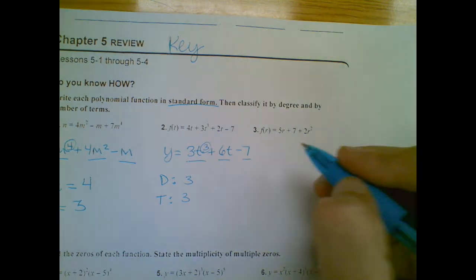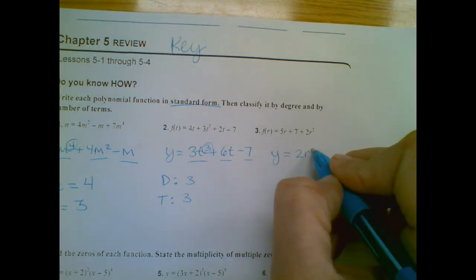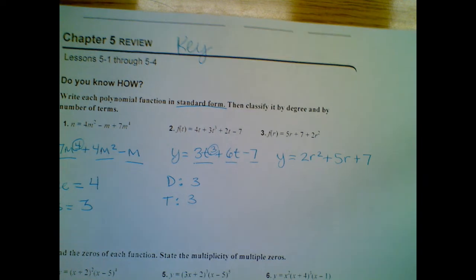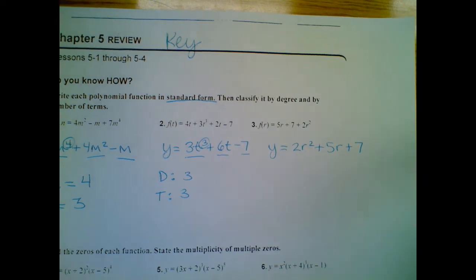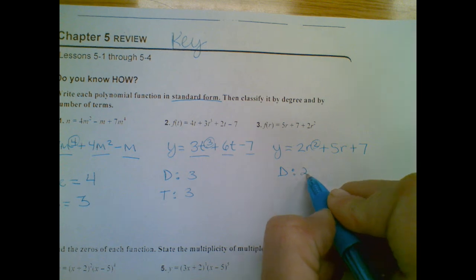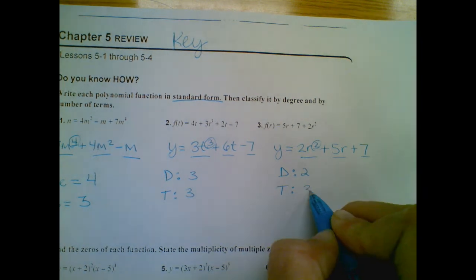The next problem, same idea. We have 2r to the second power plus 5r plus 7. There were no like terms, so we couldn't combine any in this one. Our degree, our largest exponent, is 2. And then the number of terms on this one, there are 1, 2, 3 terms.